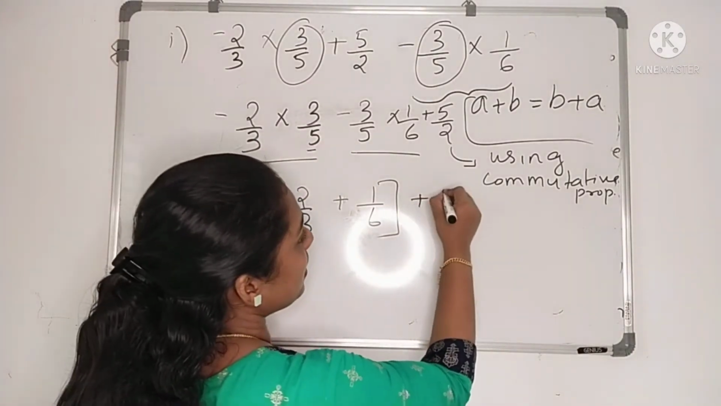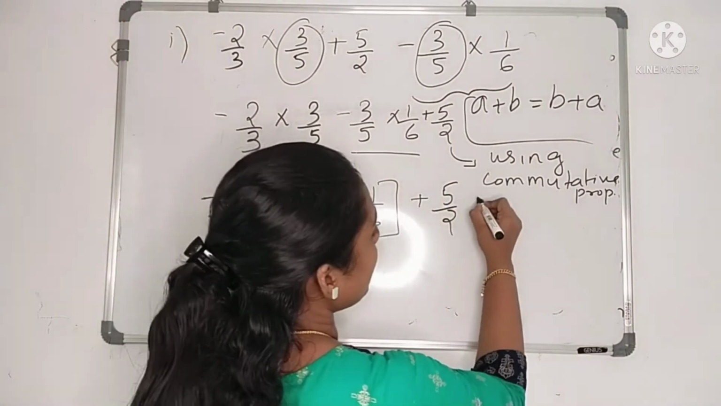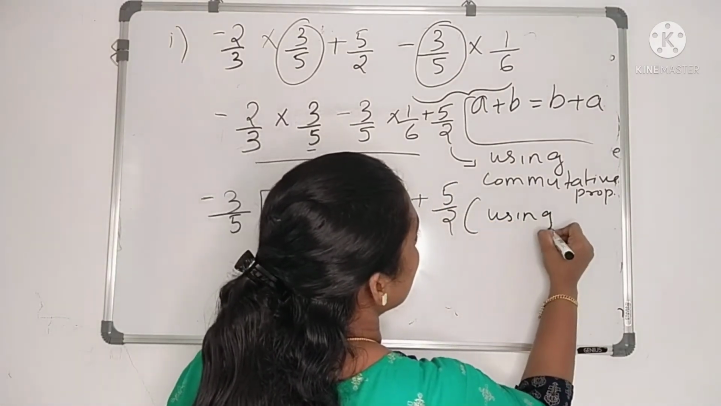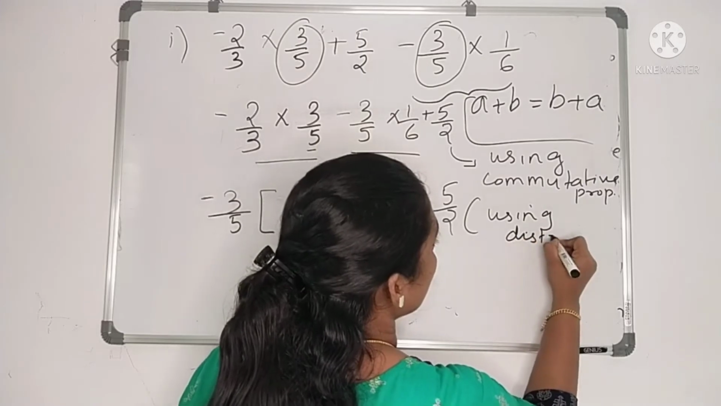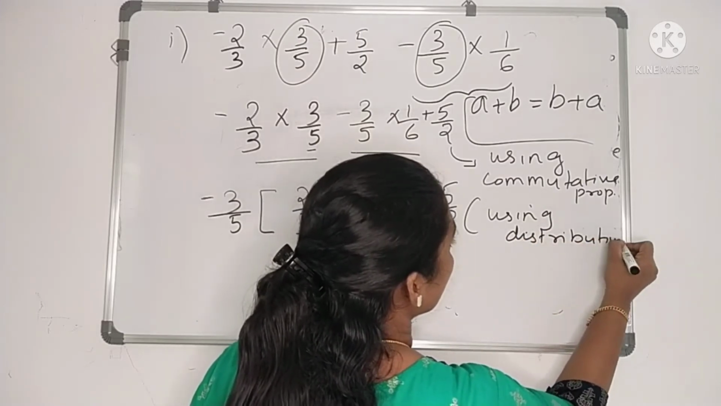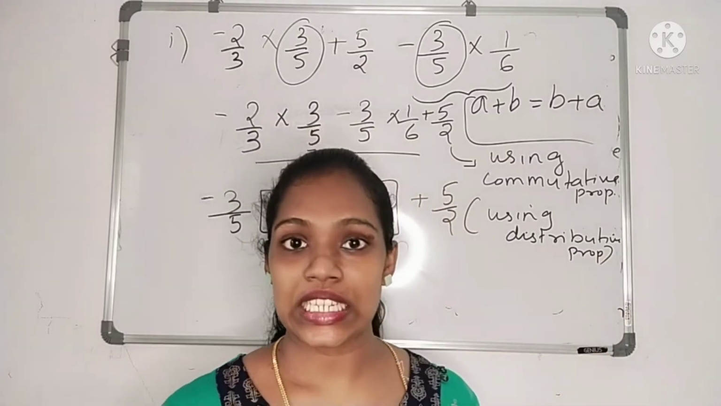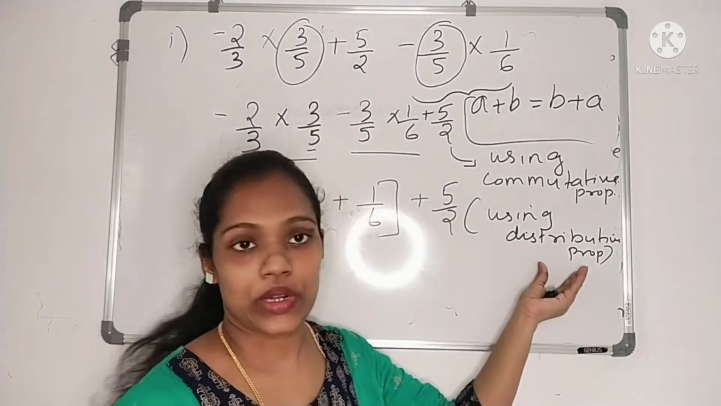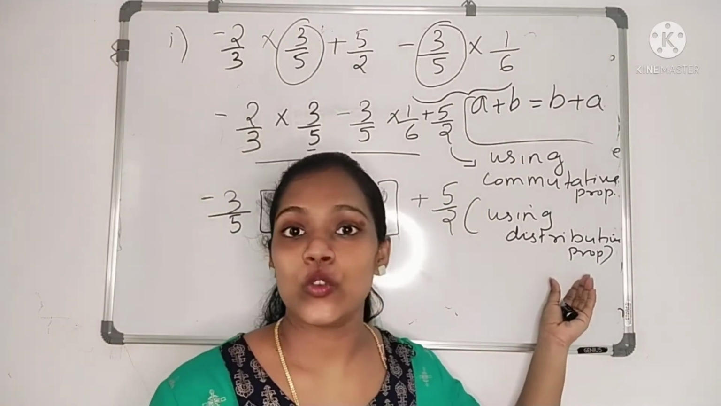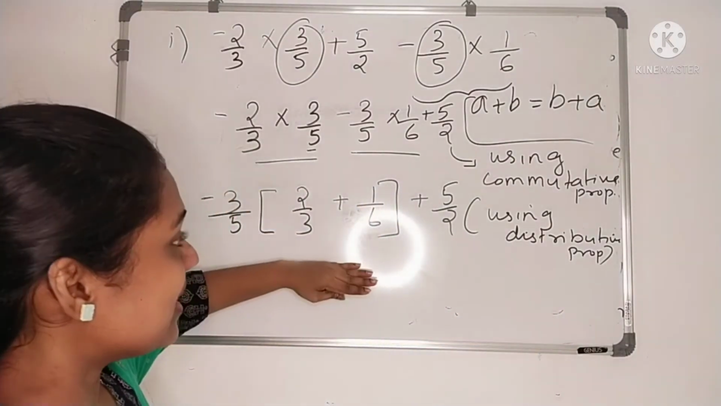Now what is the remaining term here? 5 by 2. So here you are using the distributive property. Whichever property you are using in each step, you have to write that property on this side, so it will be easy for you to understand. So I have solved it like this.